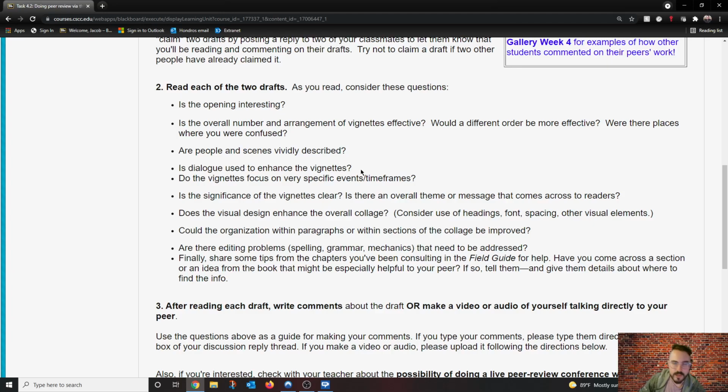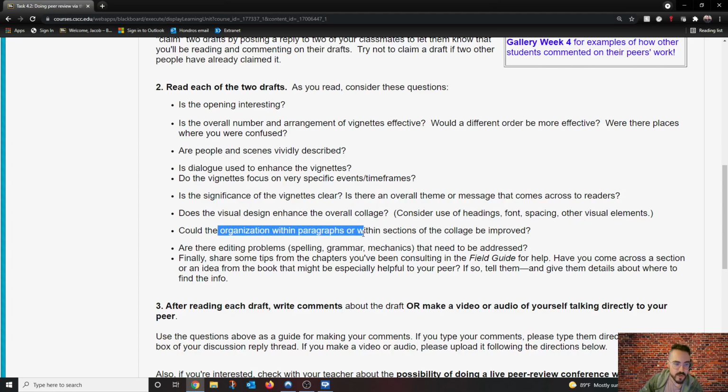Is dialogue used to enhance the vignettes? Did the vignettes focus on a very specific time frame or a very specific event? Is the significance of the vignettes clear? Is the overall message or theme coming across to readers? Does the visual design of the document make sense? Does it make it easier to read?